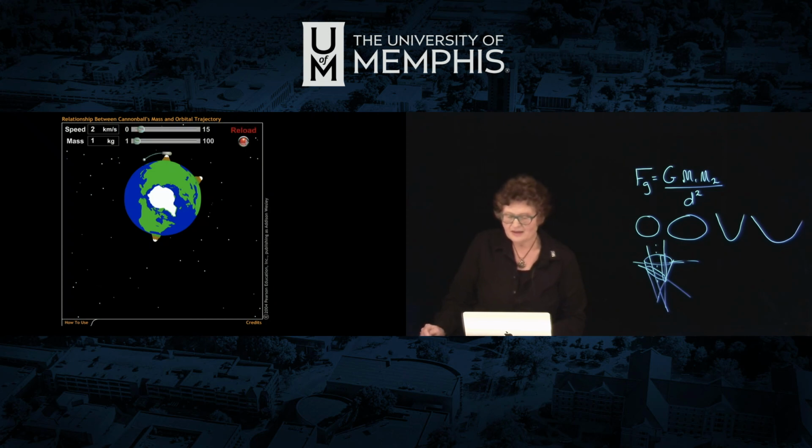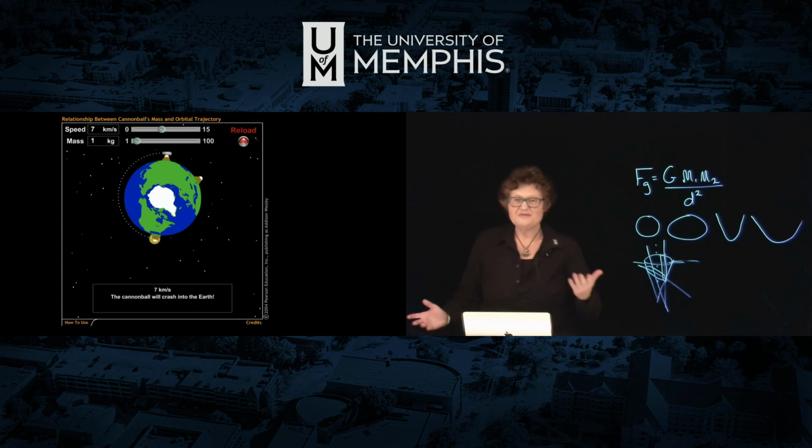So now if I turn it up to 2 kilometers per second, the cannonball hits further away. I'm going to jump up to 4. And each time I give it more energy, the cannonball goes a little bit further around the Earth. But it's just a falling object. If I keep doing that, eventually it's going to get all the way around and we'll have an orbit.